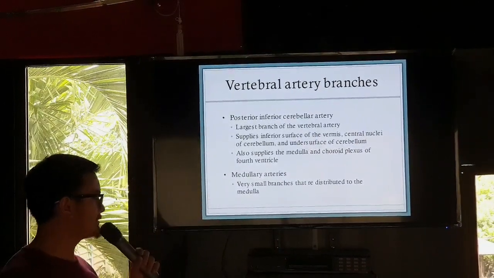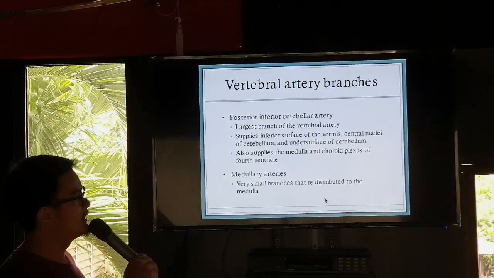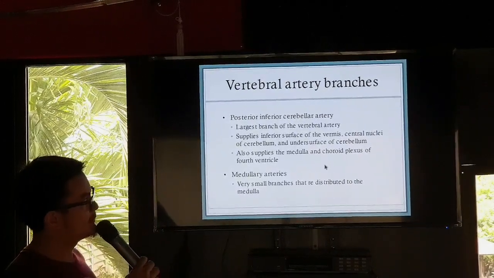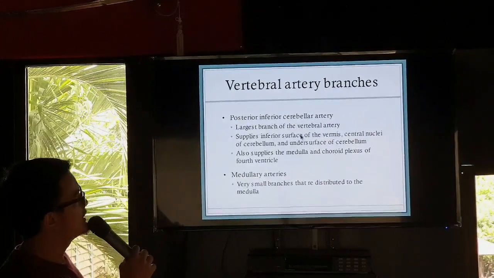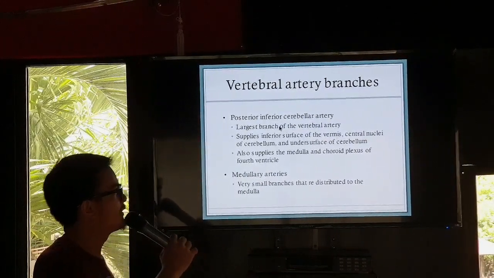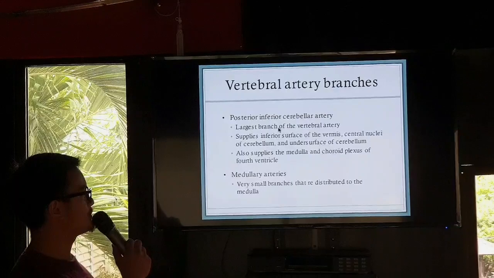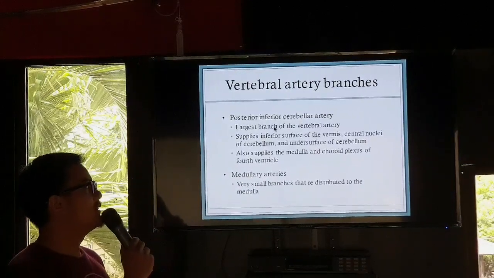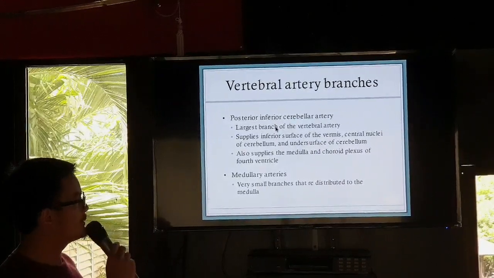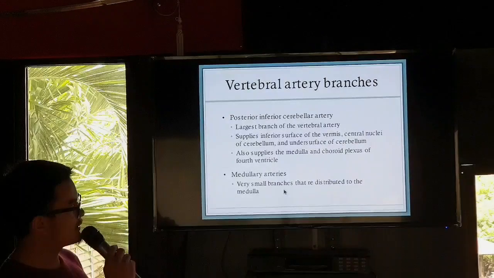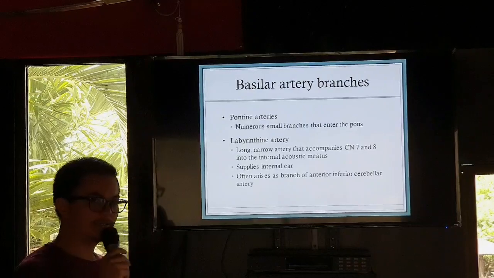So you have the posterior inferior cerebellar artery. It's the largest branch of the vertebral artery. It supplies the inferior surface of the vermis of the cerebellum, the central nuclei and other surfaces of the cerebellum, so mostly cerebellar, of course. It also gives branches to the medulla and the choroid plexus of the fourth ventricle. You also have the medullary arteries, which are small branches distributed to the medulla. So we're done with the vertebral artery.